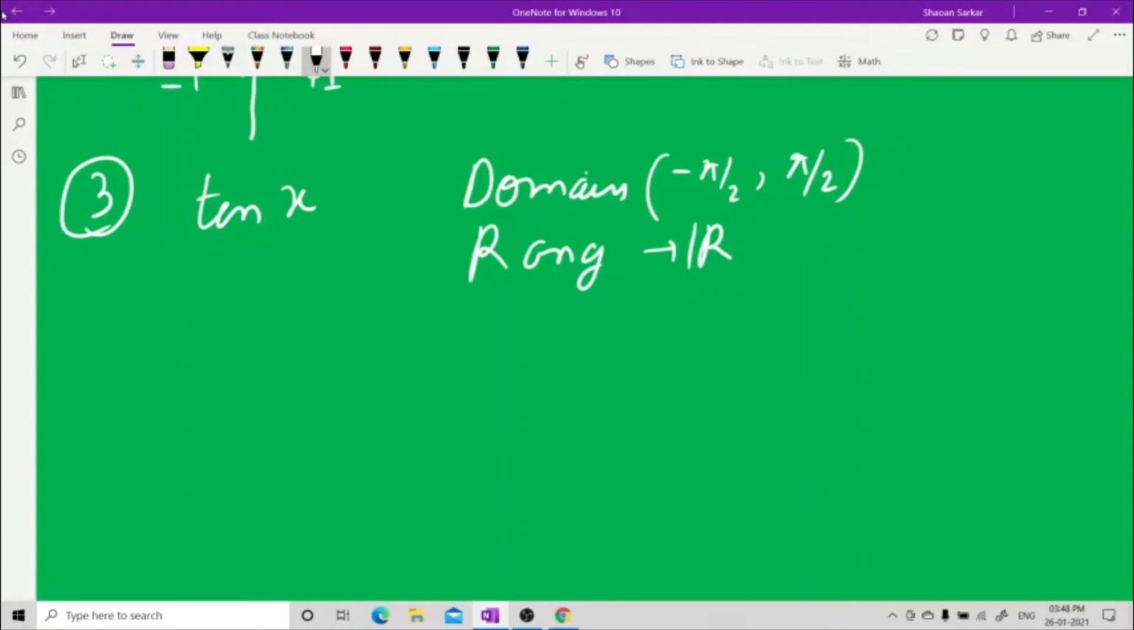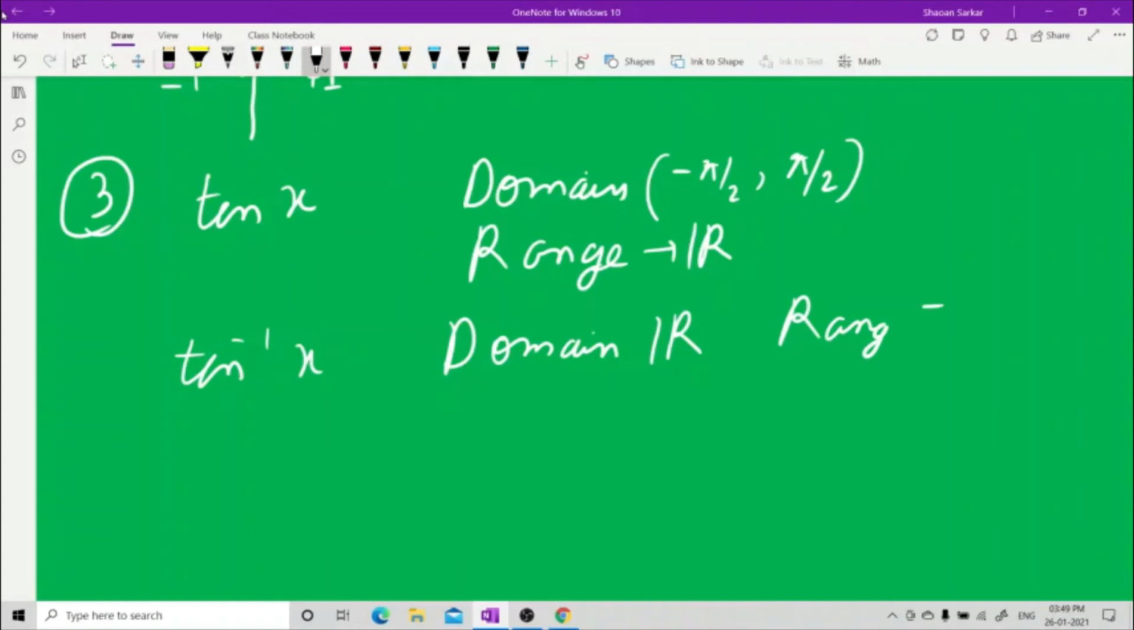Now, in case of tan inverse x, you just invert everything. Your domain would now be R, and your range would be minus pi by 2 to pi by 2. This would be your range.